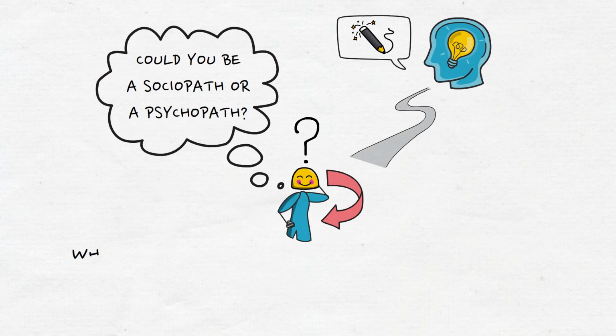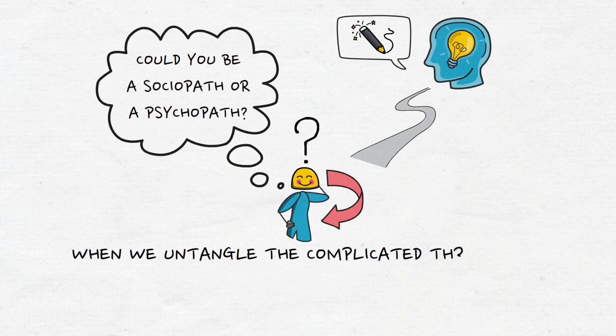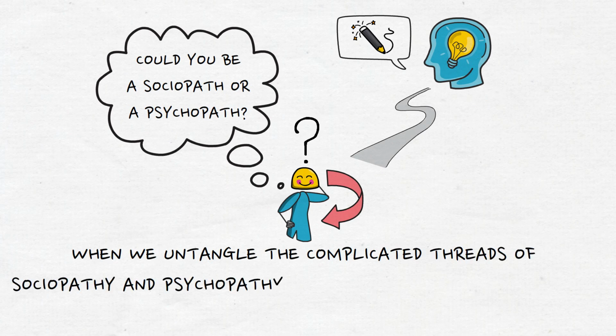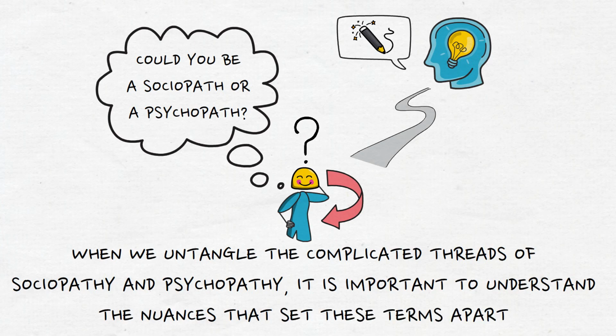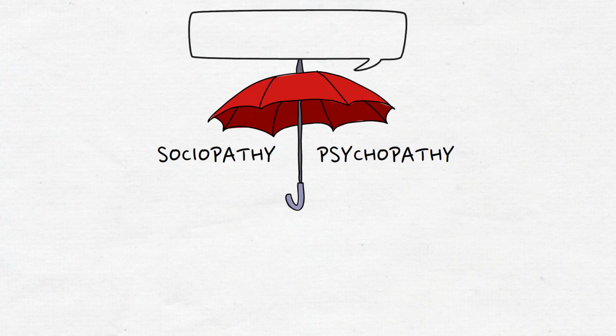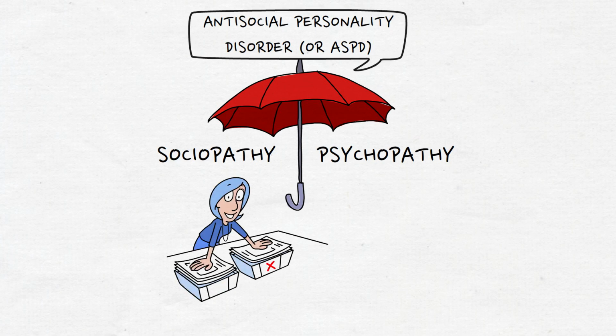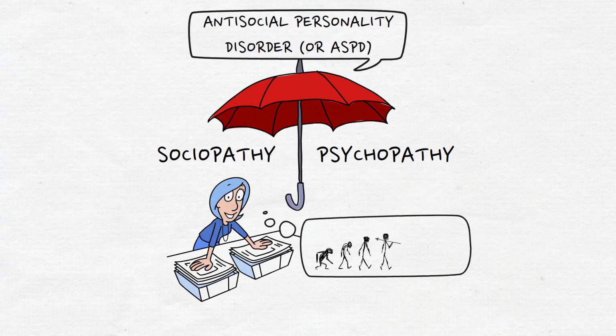Now, when we untangle the complicated threads of sociopathy and psychopathy, it is important to understand the nuances that set these terms apart. Both sociopathy and psychopathy fall under the umbrella of antisocial personality disorder, or ASPD, at their core. But there are subtle distinctions between their developmental origins and behavioral manifestations.